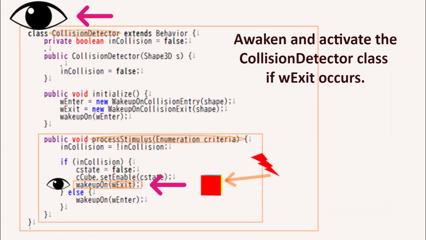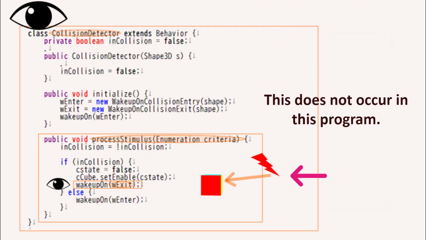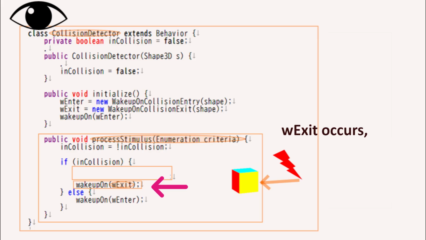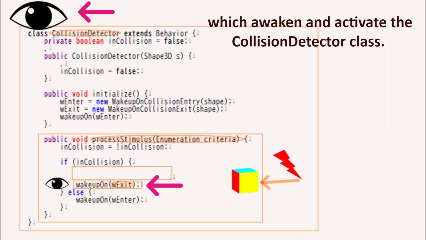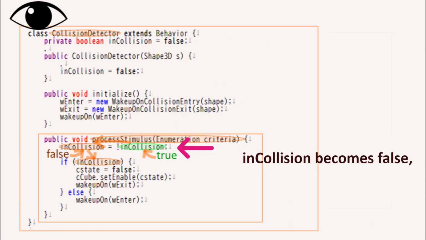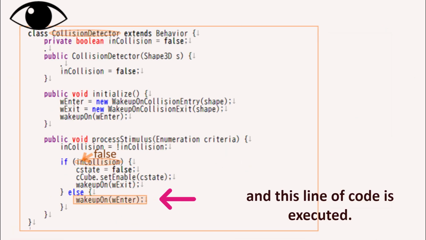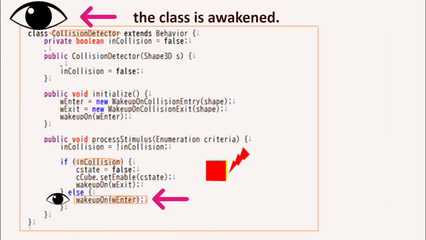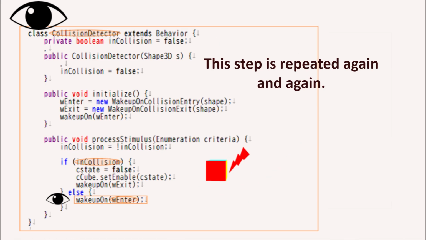Awaken and activate the CollisionDetector class if WExit occurs. This does not occur in this program. However, if you write code here for bouncing the cube back, WExit occurs, which awakens and activates the CollisionDetector class. In collision becomes false, and this line of code is executed. When the cube collides with something again, the class is awakened. This step is repeated again and again.